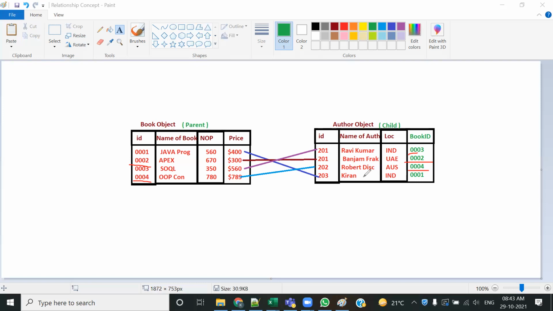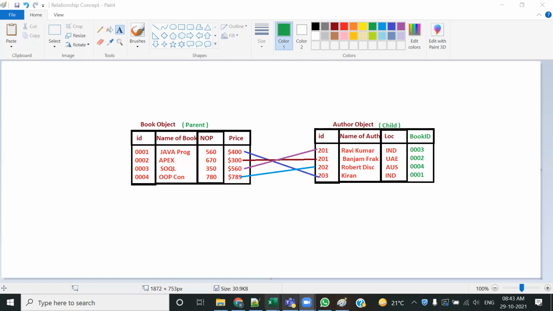Kiran is actually the author, but she's a child. Who's the parent? Java is the parent. The Java book is the parent. What's the ID? 0001 is the ID. So for Kiran, it's 0001. Understood the concept? This is how to create the relationship.